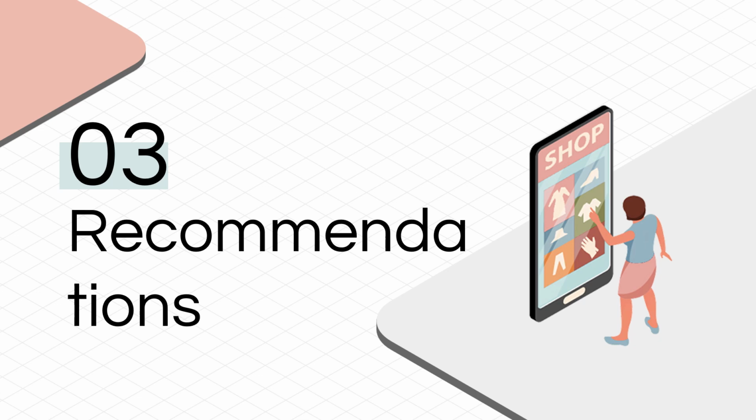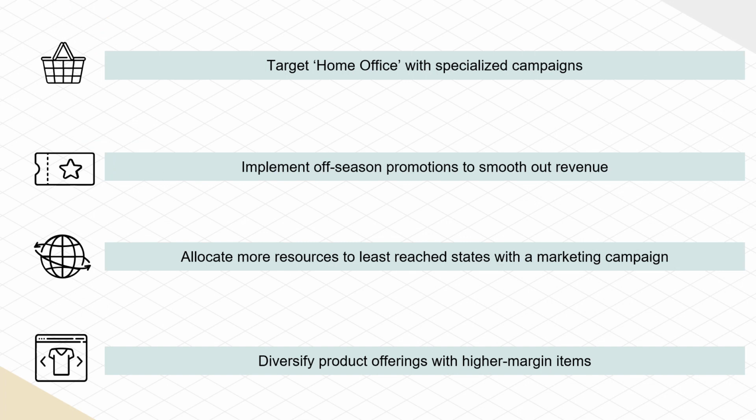Based on them, some recommendations can be applied. The first recommendation is about targeting the home office segment. With it, we can launch targeted marketing campaigns, including, for instance, home office essentials, ergonomic designs, maybe convenient delivery options, and other things in order to expand this segment. For that, we can use data analytics to tailor different promotions and product recommendations.